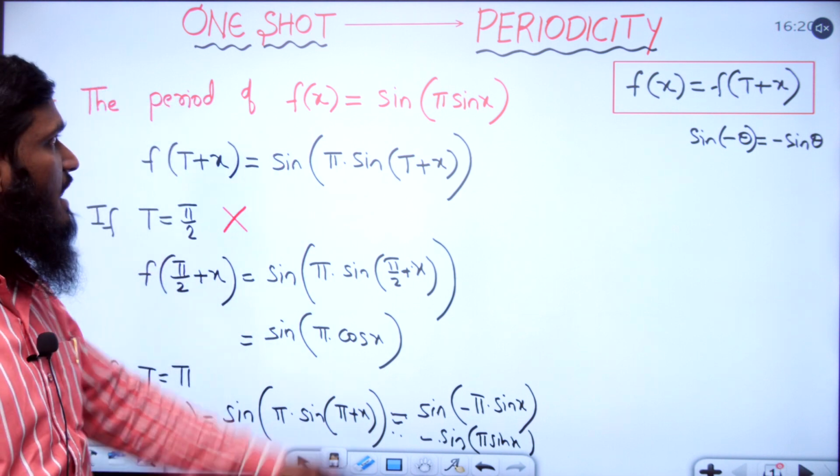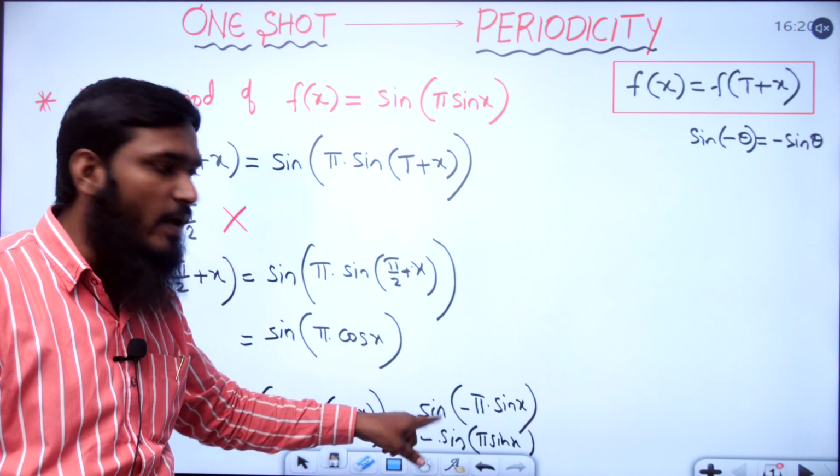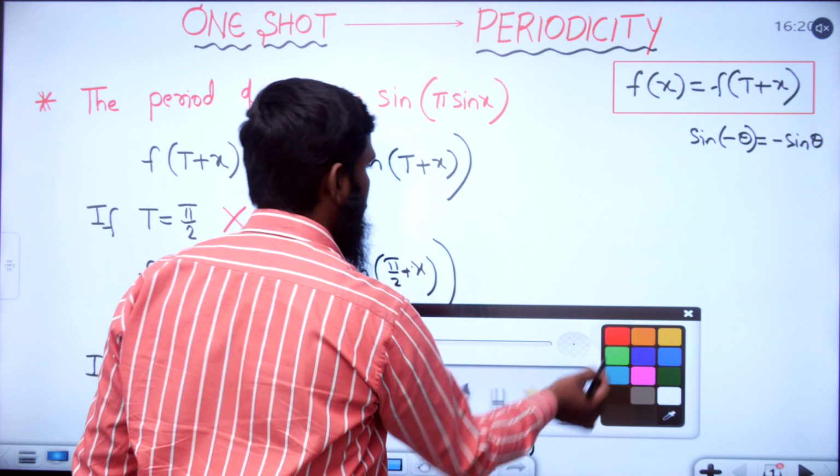What is the function we have? The function is sine of pi into sine x, but what we get for f of t plus x is minus sine of pi into sine x. So this is also not satisfied.